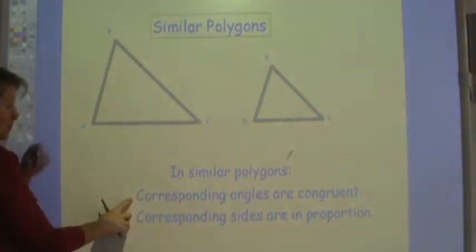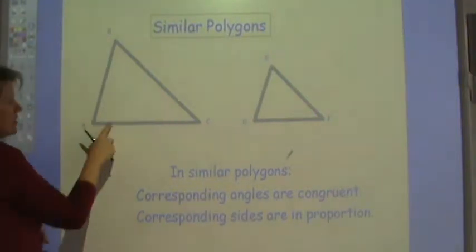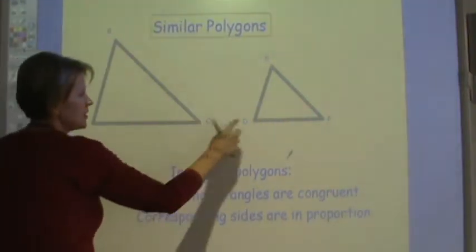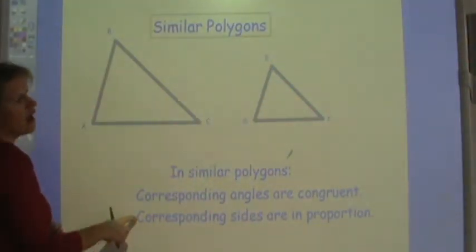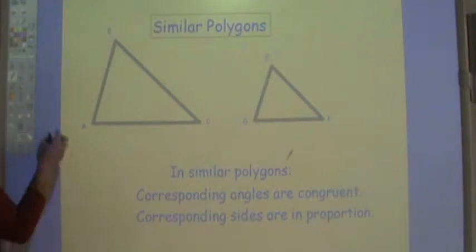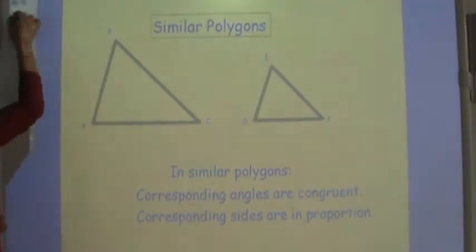So what it's saying is that the corresponding angles are congruent. So this angle is congruent to this one, this one's congruent to this one, and this one's congruent to this one. Whereas the sides are in proportion. Okay, and I'll explain that in a little bit.